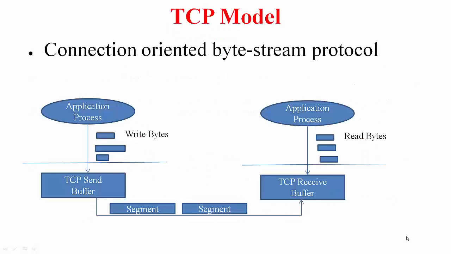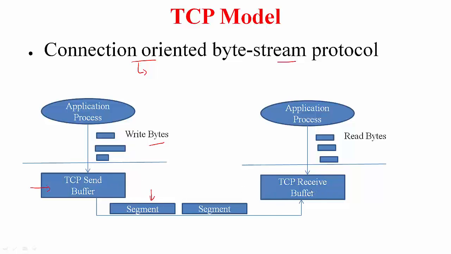Unlike UDP, which was a connection-less protocol, TCP is a connection-oriented byte stream protocol. What do I mean by these terms? Connection-oriented means that a connection has to be established before the data can go from one process to the other. Byte stream means the message exchange between the application process and the transport layer is via bytes. Typically the application process writes bytes into the TCP send buffer, and TCP is going to assemble these bytes into segments and pass them on.